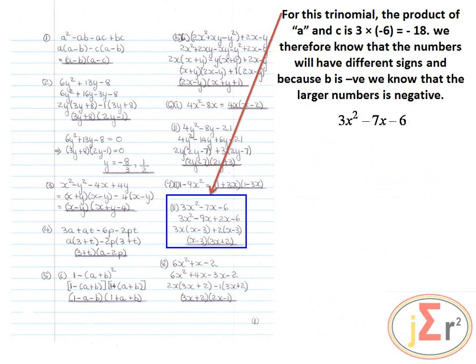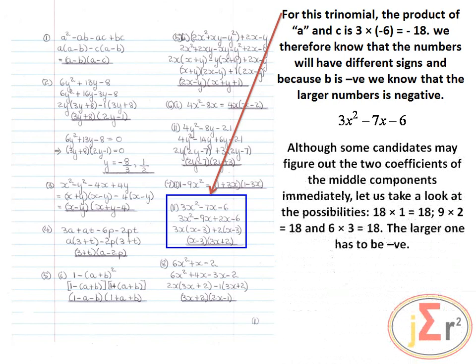Here we have another trinomial. The product of A and C is 3 times negative 6, and that is equal to negative 18. We therefore know that the numbers will have different signs, because the product is negative. And because B, which is the middle coefficient, is negative, we know that the larger one is negative. So product is negative, numbers will have 2 different signs. The sum is negative. That tells us that of the 2 numbers that have different signs, the larger one is negative.